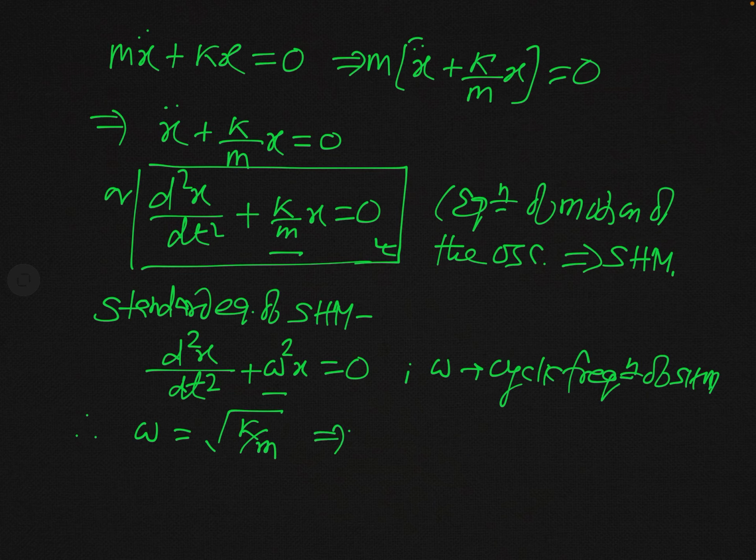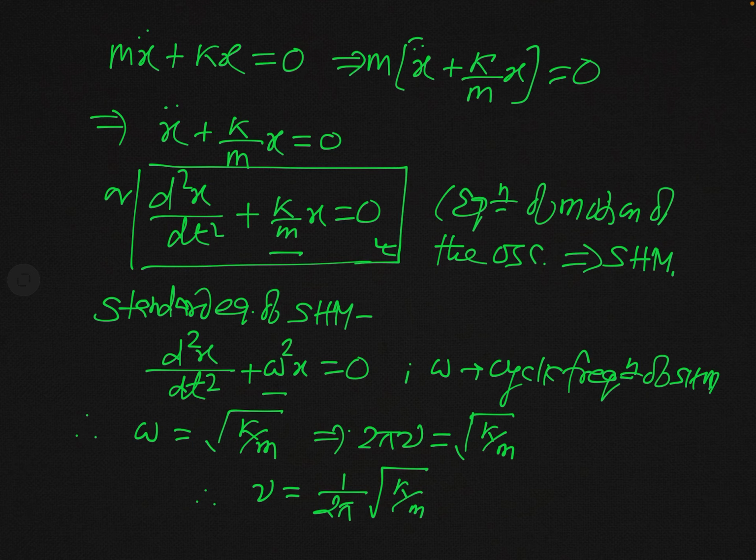And you know, if nu is the regular frequency, then omega will be written 2 pi nu, and that will be equal to root under k over m. And therefore you can say the frequency of oscillation of this oscillator is equal to 1 over 2 pi root k over m. So this is actually the frequency of oscillation of this oscillator. So this was actually the first method to solve the problem of the linear harmonic oscillator.